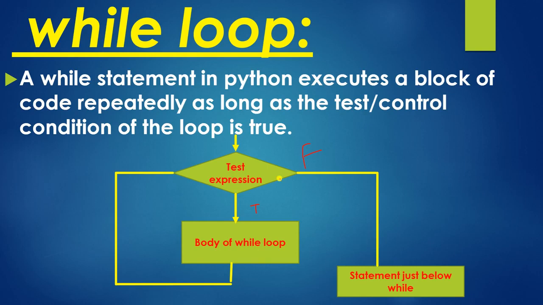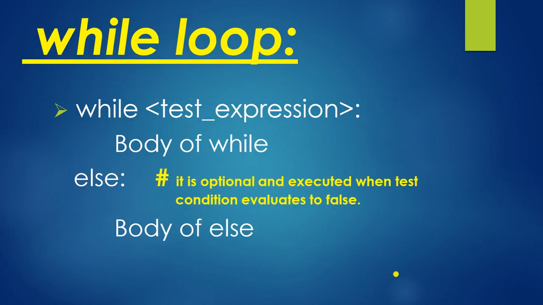If the test expression is true, then it will enter the body of the loop. If the test expression is false, then it will come out of the loop. This is your while loop. Now this is the syntax of the while loop: while, then the test expression, then the body of while.